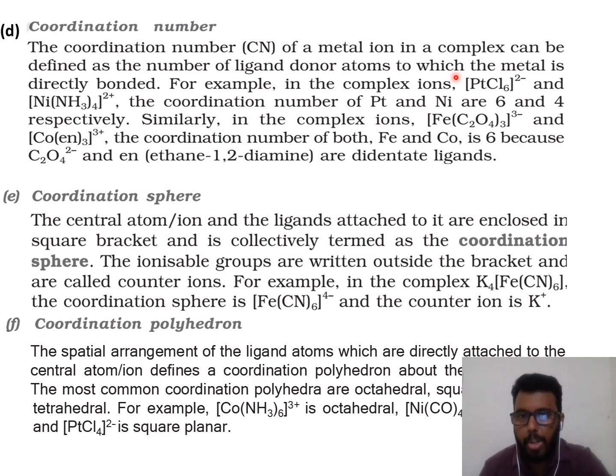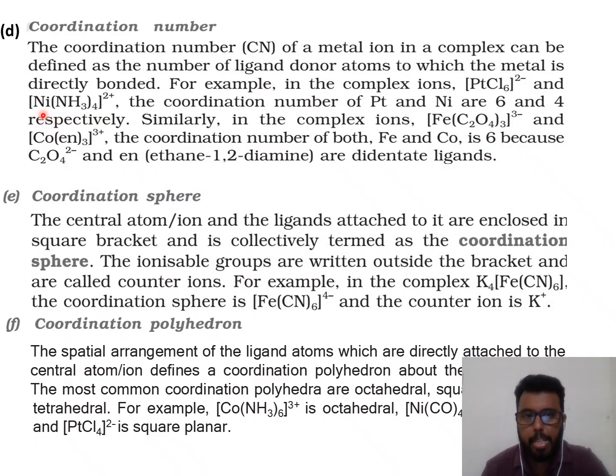For instance, look at this complex. This is a complex ion, PtCl6 2 minus. So how many ligands are present here? Cl6, which means 6 chloride ions are bound with this platinum. So the coordination number of this complex will be 6. And this is an example of an octahedral complex, because 6 coordination number means octahedral. It will form octahedral geometry.